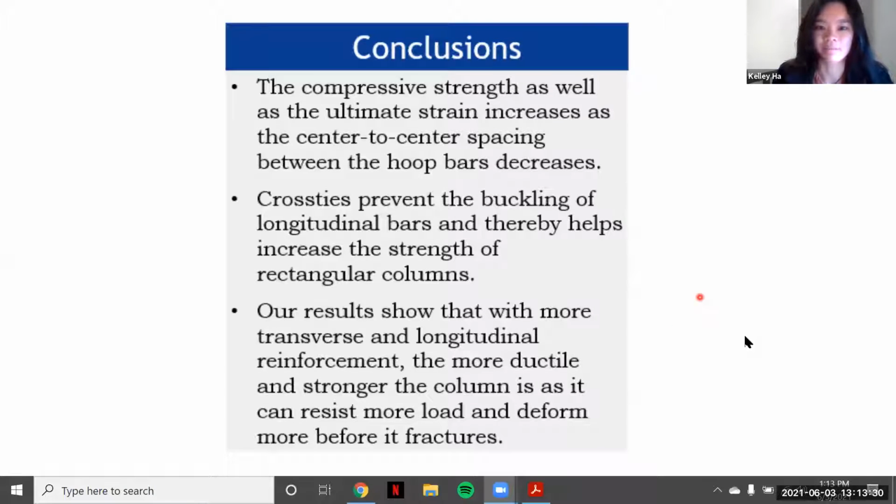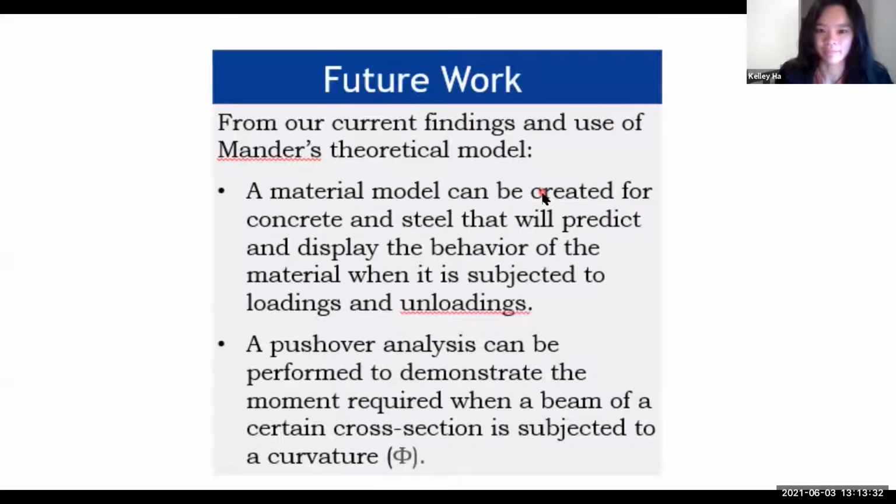So using Mander's theoretical model, we can create a material model for concrete and steel that will be able to predict and display the behavior of the material when it's subjected to loading and unloadings. And also a pushover analysis can be performed to show the moment required when a beam of a certain cross section is subjected to a curvature. So when you have a beam and you subject it to a moment, it will bend, and we can show that relation on MATLAB with a moment versus curvature plot.